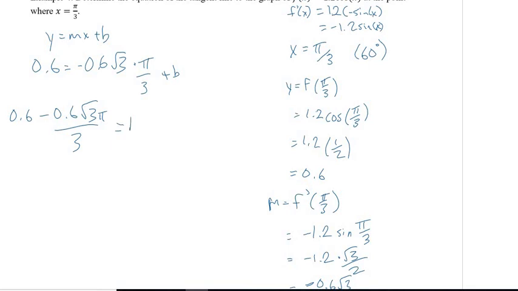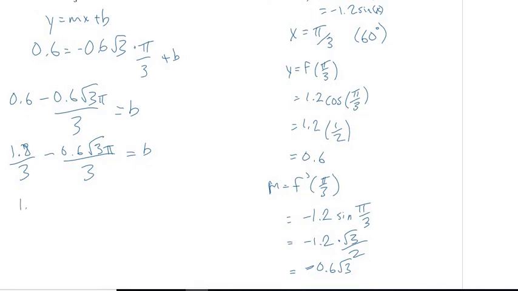But let's make it look a little nicer. Let's try and turn that into a fraction. If we wrote 0.6 as a fraction over 3, that would be 1.8 over 3. We're just multiplying 0.6 by 3 and then dividing by 3. Minus 0.6 times 3, root 3 times pi over 3. And we're just going to combine that all together. It becomes 1.8 minus 0.6 root 3 pi all over 3 equals b.